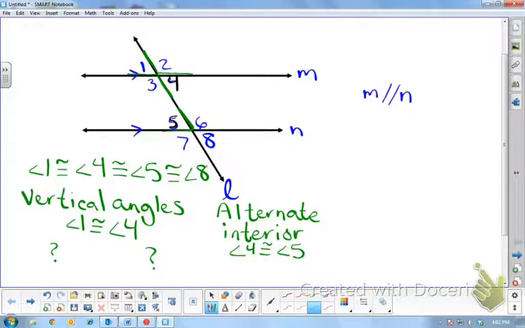So again, I want you to name a second set of alternate interior angles. You don't have to put the question marks, I'm just trying to show you what space I would like you to write the second set of alternate interior angles in.